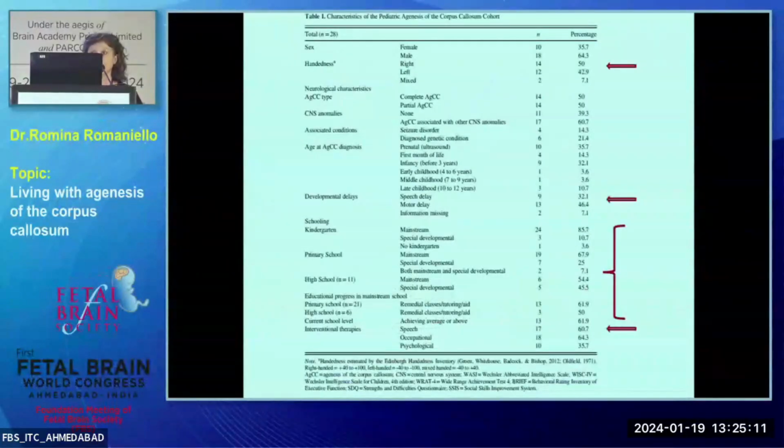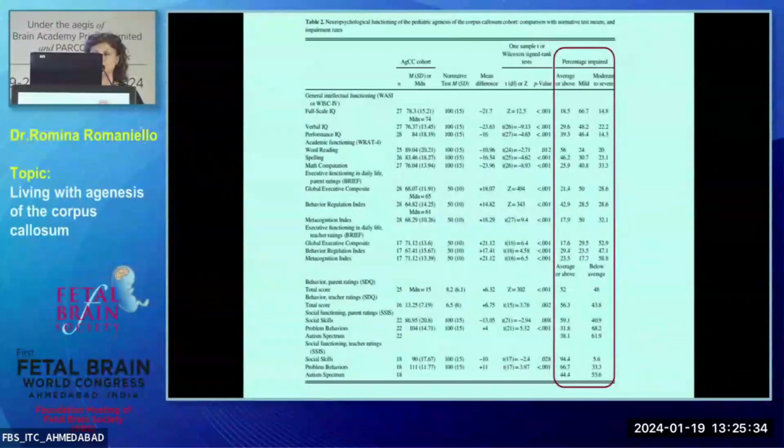And you can see that developmental delay is present in 46.4%, also spatial development, and also interventional therapies such as speech, occupational or psychological therapies were performed in about 60% of subjects. So you can see also the percentage of impairment of these subjects.